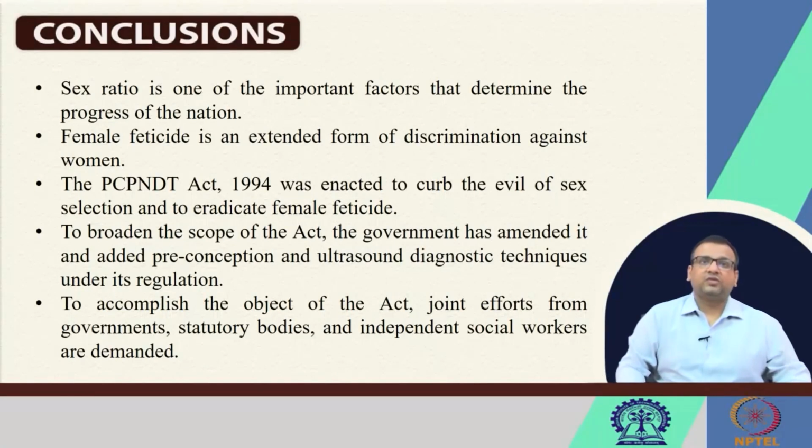The conclusion of this lecture is that the sex ratio is one of the important factors that determine the progress of the nation. Female feticide is an extended form of discrimination against women. The PCPNDT Act 1994 was enacted to curb the evil of sex selection and to eradicate female feticide, and was amended in 2003. To broaden the scope of the Act, the government amended it and added preconception and ultrasound diagnostic techniques under its regulation. To accomplish the object of the Act, joint efforts from governments, statutory bodies and independent social workers are demanded.